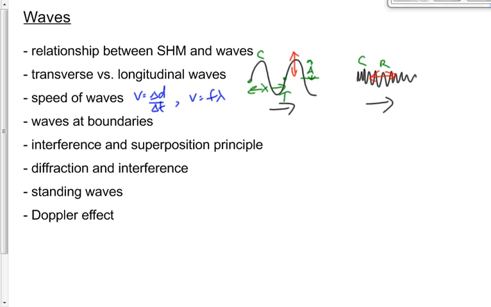A couple other equations might go with that. For frequency, we say one over the period. Frequency is the number of cycles divided by the time, or period, you could say, is the time divided by the number of cycles.